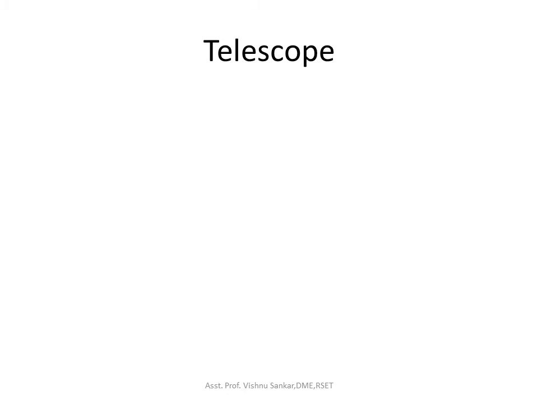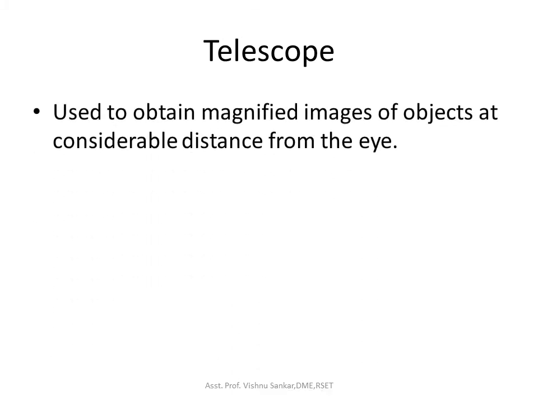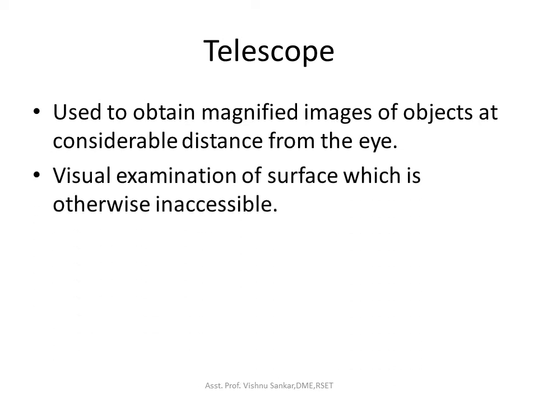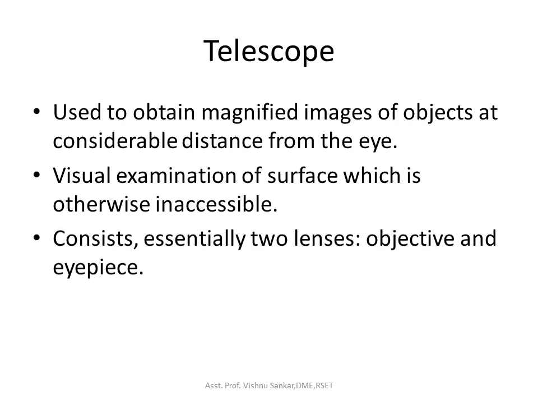Now, moving on to the last optical aid which is used for visual inspection in non-destructive testing. It is the telescope. It is used to obtain magnified images of objects at considerable distance from the eye. Visual examination of a surface which is otherwise inaccessible is possible with the help of a telescope. It consists of essentially two lenses, objective and eyepiece.